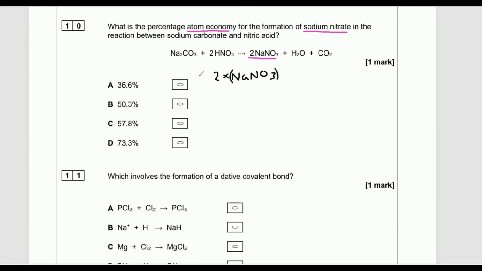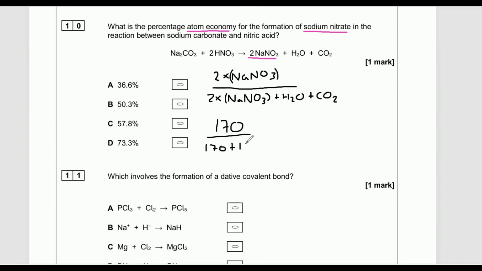So the only useful product here is the sodium nitrate because we're doing the atom economy for that. So we don't include the water and carbon dioxide on top. And underneath we put the sodium nitrate and the water and the carbon dioxide. And we remember the coefficient, the 2 times. So you put the total underneath. So Na is 23 plus 14, that's 37, plus 48, that is 85, times 2 is 170. So at the top we've got 170, and then at the bottom we've got 170 again, but we're doing plus 18 and plus 44, or is it 46 for the carbon dioxide? Let's see, carbon is 12, 44 because oxygen 16 each, 2 is 32.